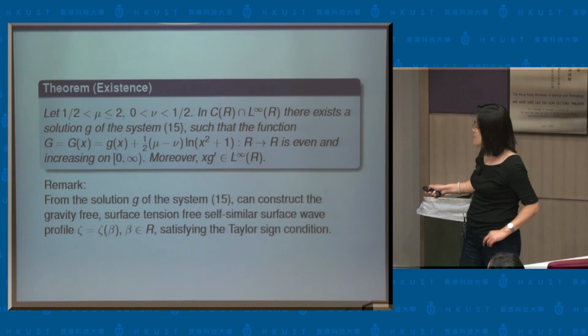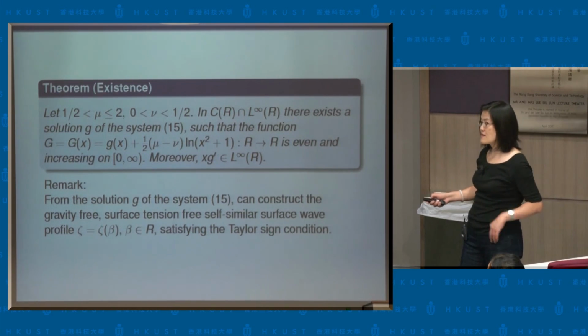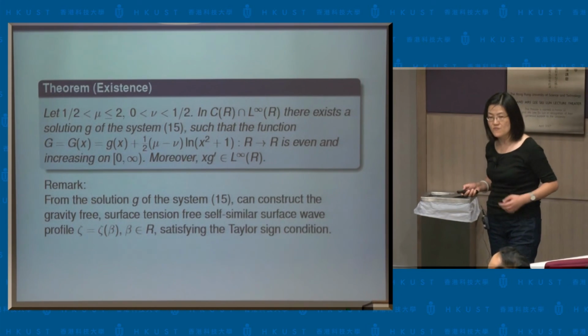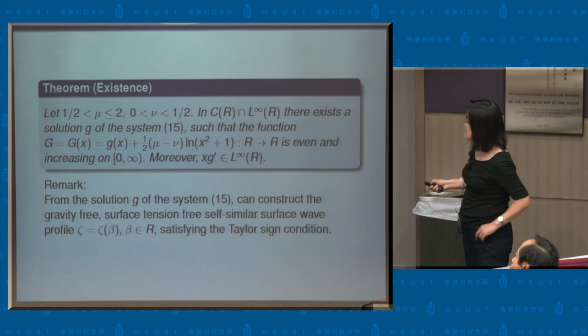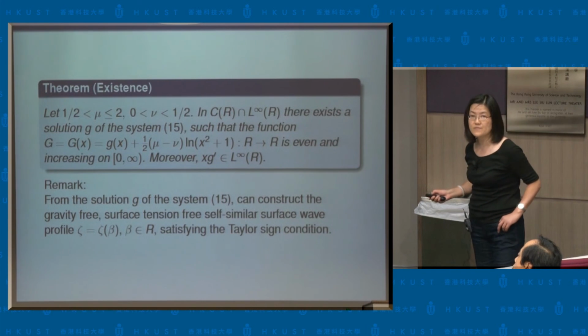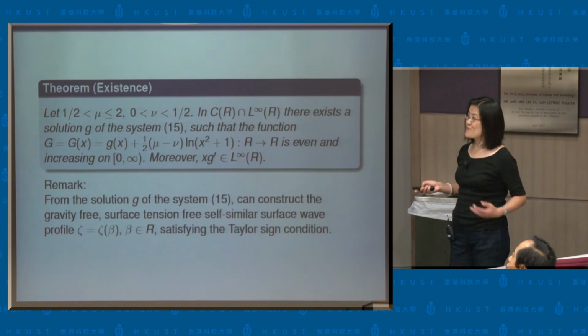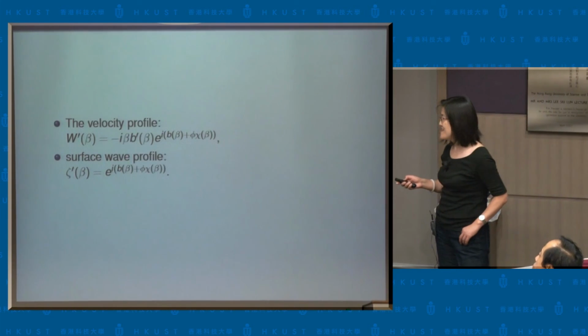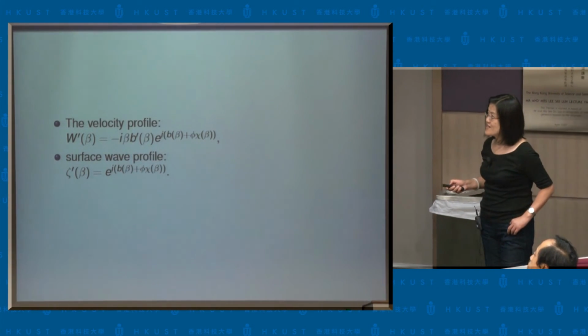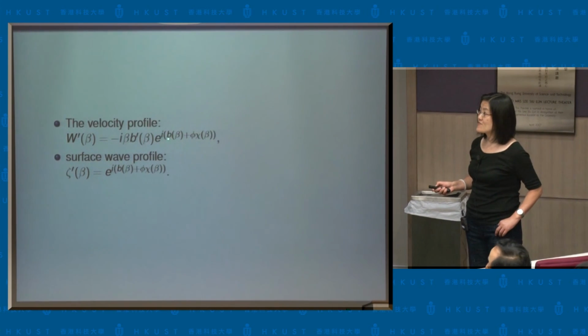In fact, for any angle less than ½ pi, for any angle bigger than ½ pi, you can find a symmetric wave. So we have a 2-parameter family of symmetric waves, with parameters mu and nu. So that exists. But now we want to understand what do gravity and the surface tension do, right?